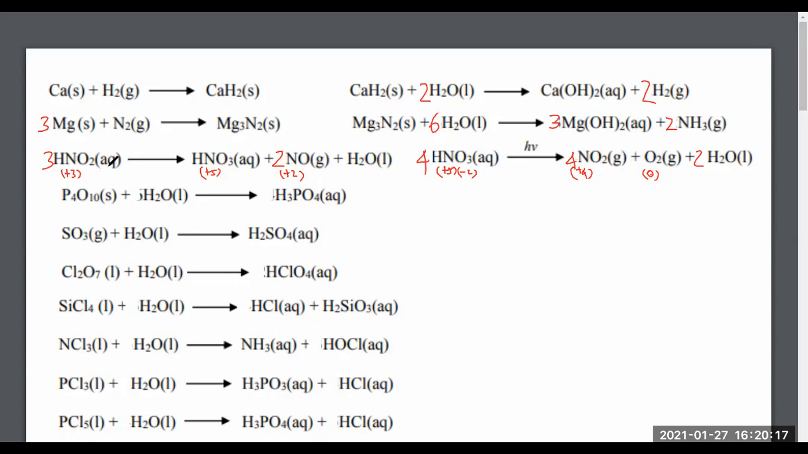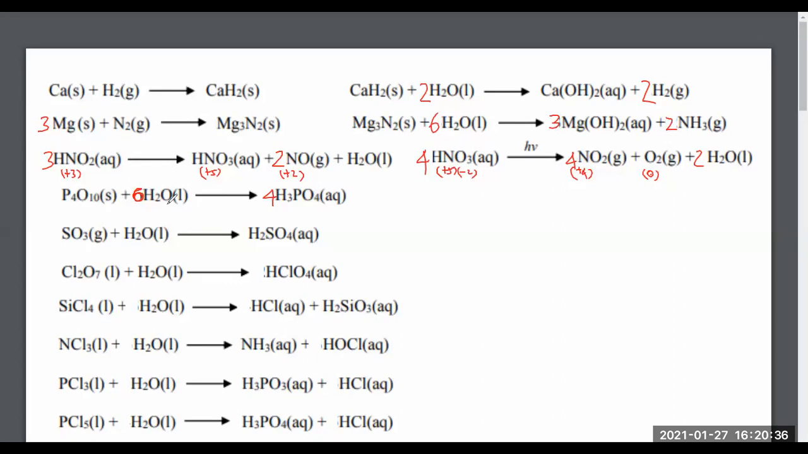Done. And in this reaction, P4O10 is reacting with H2O, and you are getting this. 4 phosphorus, therefore, definitely I have to put a 4 here. And I have 12 hydrogen atoms, and here I have definitely put 6.